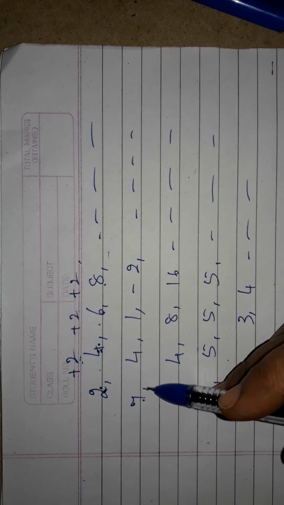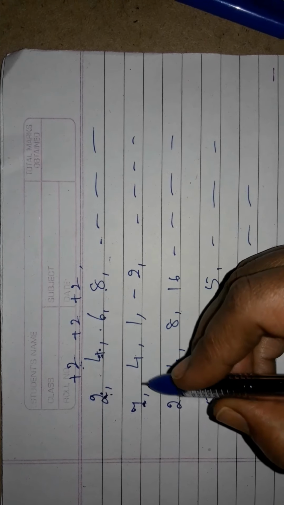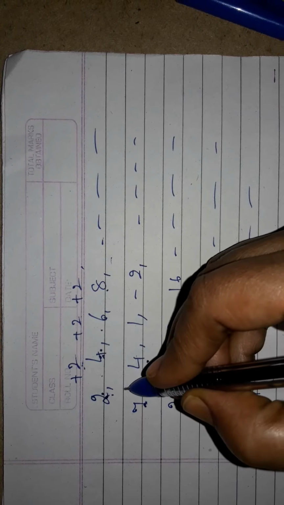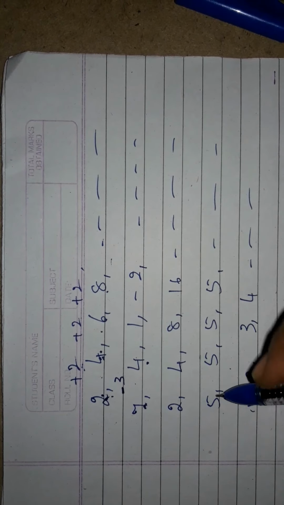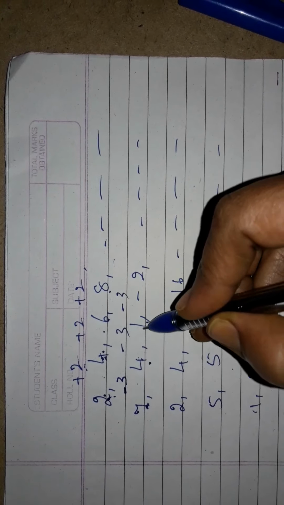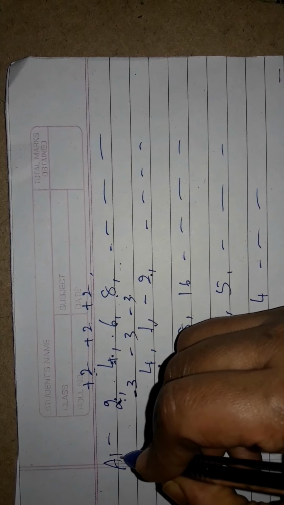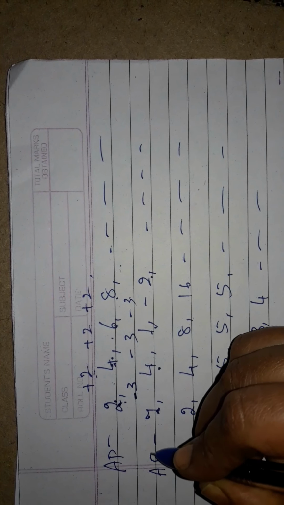Next, see the second sequence. 7 minus 3, we get 4. That means we are adding minus 3 here. 4 minus 3, we get 1. So minus 3, 1 minus 3, minus 2, like this it will go on. So this is also in AP. This second one is also in AP.